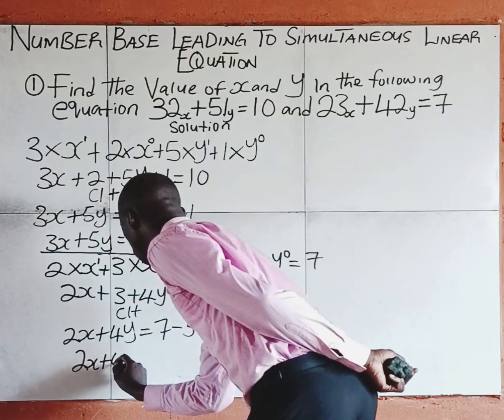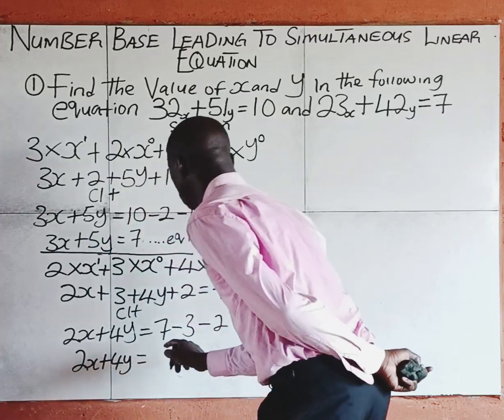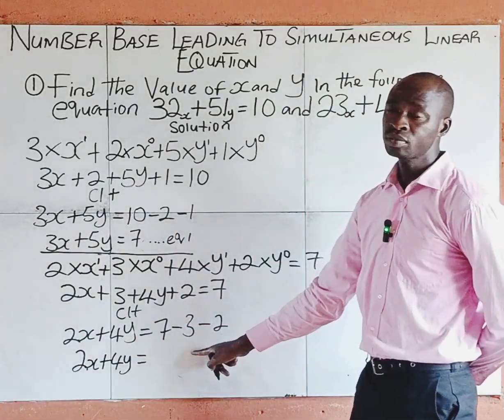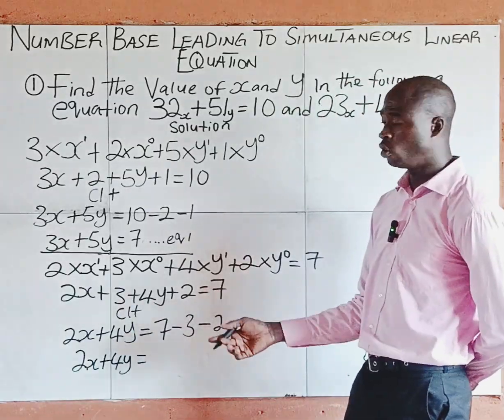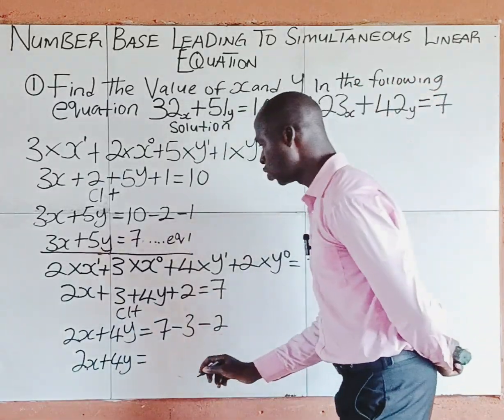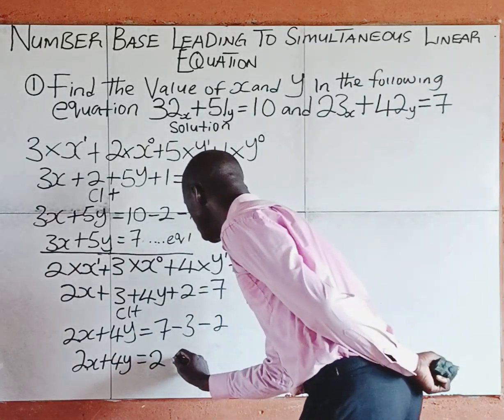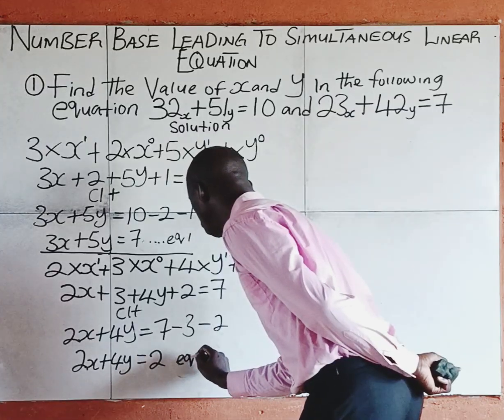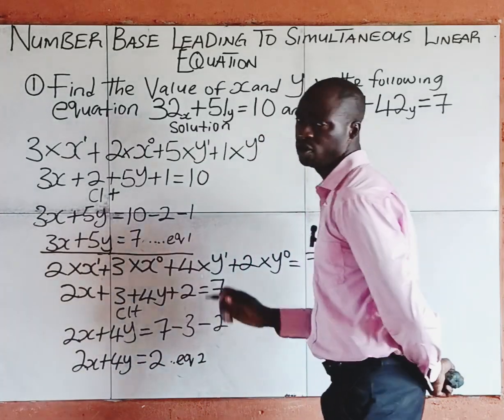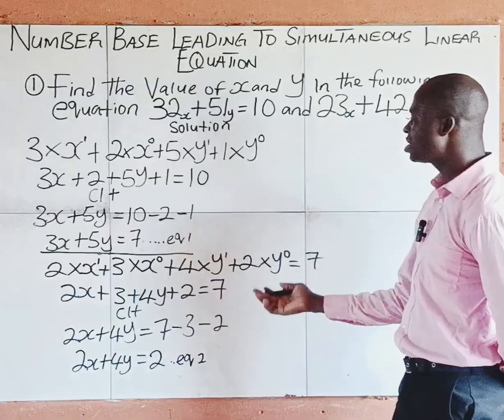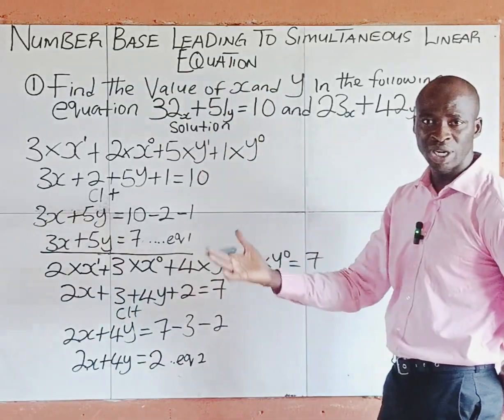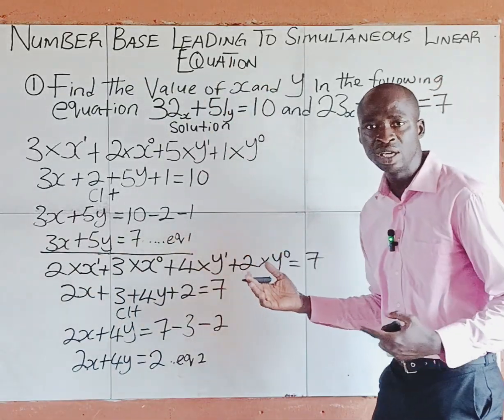At the end of the day, it becomes 2x plus 4y equal to, now 7 minus 3. 7 minus 3 will give us 4. Now 4 minus 2 will give us what? 2. And you call this equation 2, EQ2. Can you see for yourself? Now at this stage, you can see that this number base has already led us to simultaneous linear equation.